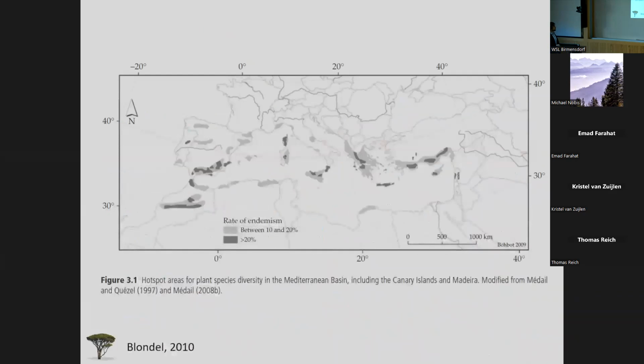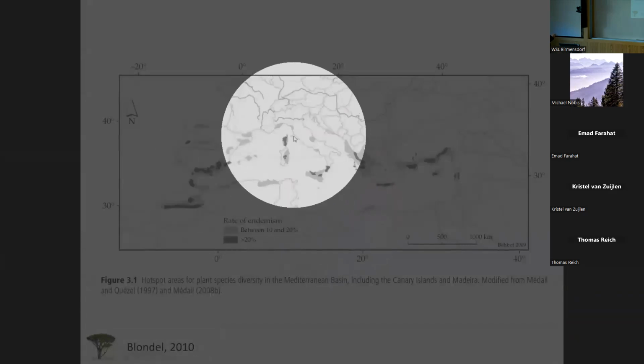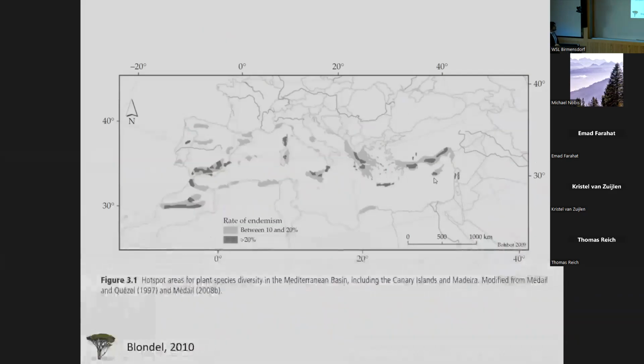And when we focus on the rate of endemism, it's clear that many of these centers are in the main islands of the basin, such as Sicily, Crete, Corsica, and so on. But not only, mountains also serve as areas of endemism.